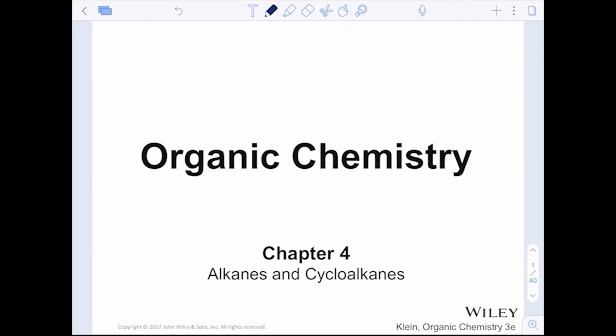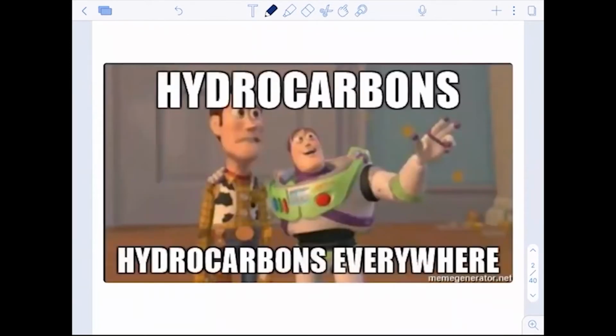In this chapter, we're going to see a lot of new ways to draw and to interpret our first functional group, the alkane. With the alkane and the cycloalkane, what we are looking at are hydrocarbons, specifically hydrocarbons that are all sp3 hybridized, fully saturated. They're going to be everywhere.